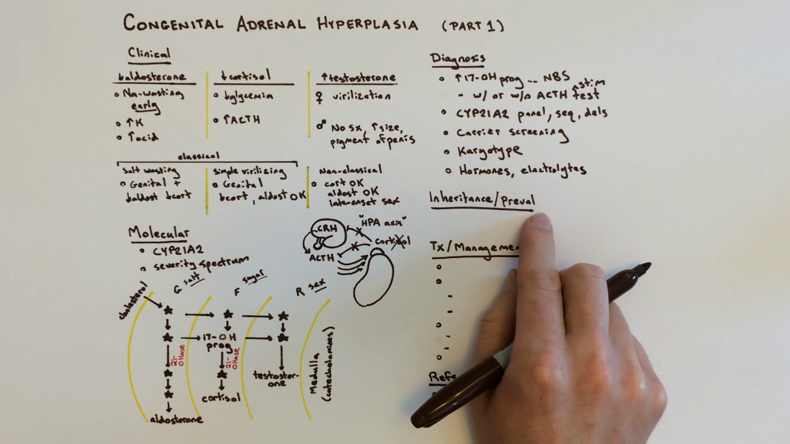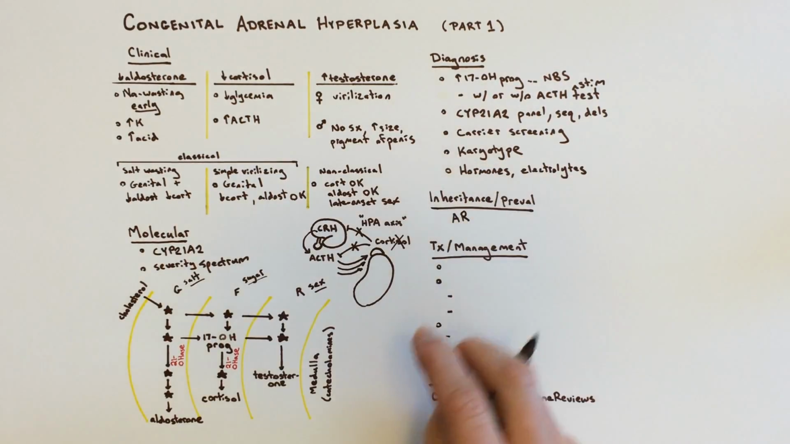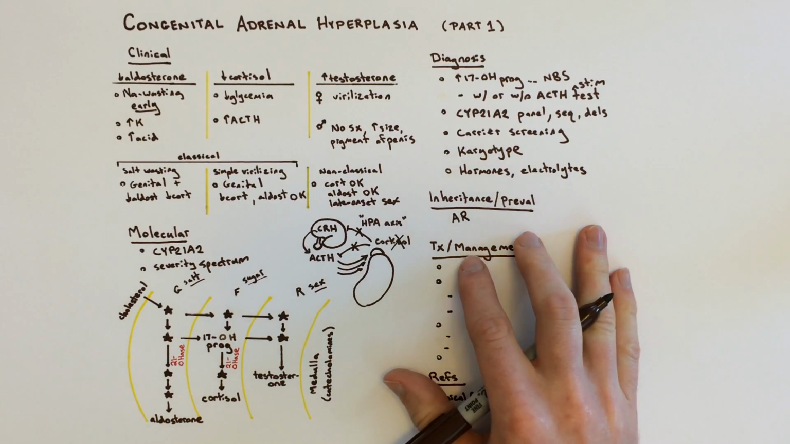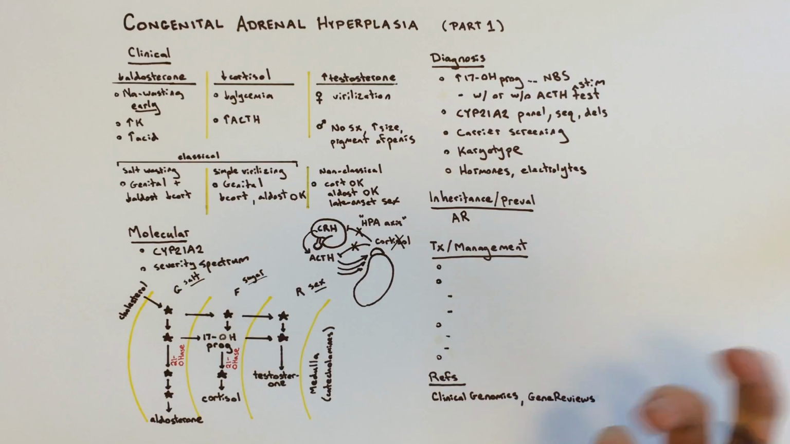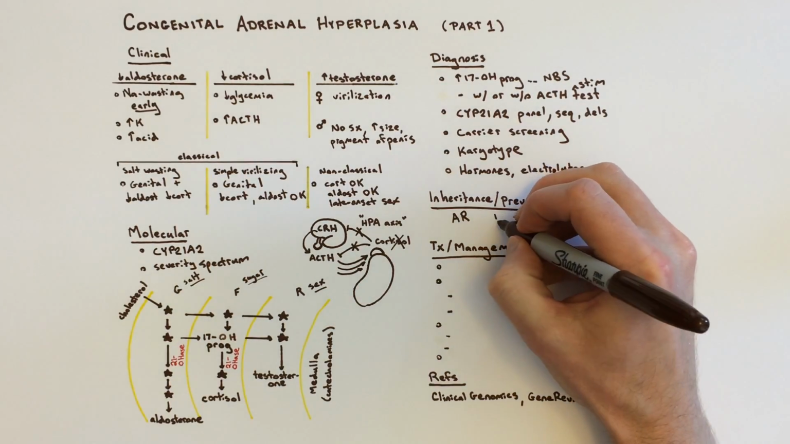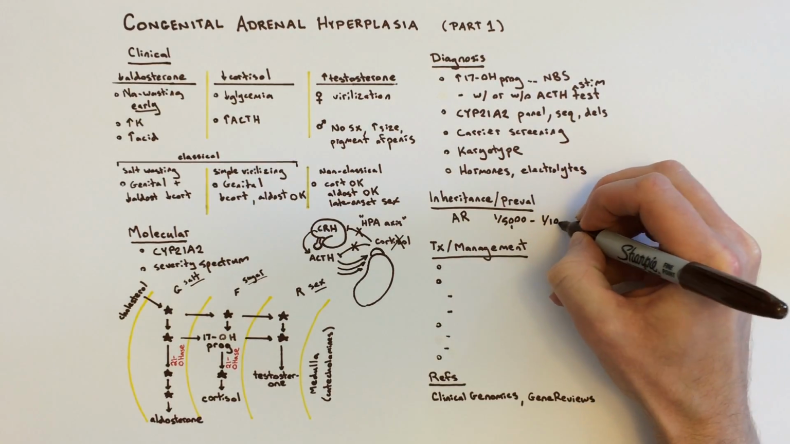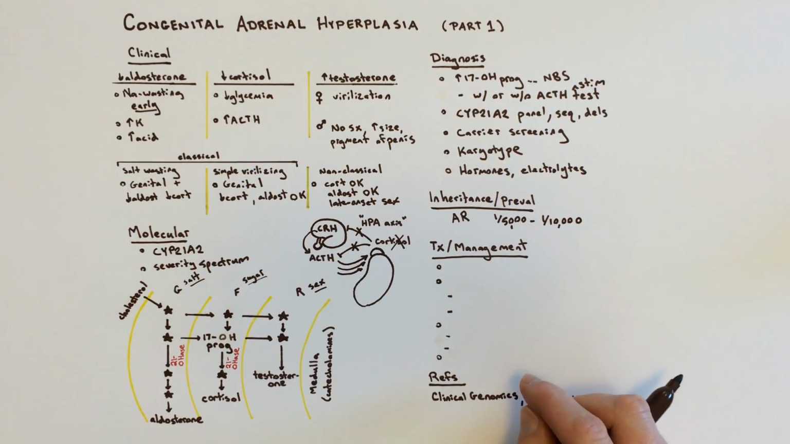Next, what's the inheritance and the prevalence? So the inheritance, both for 21-hydroxylase deficiency and the other more rare subtypes that we'll talk about in the part 2 lecture, everything is autosomal recessive. In terms of the prevalence, for the classic form, it's something like 1 in 5,000 to 1 in 10,000. And for non-classical, it's expected to be more prevalent than that.